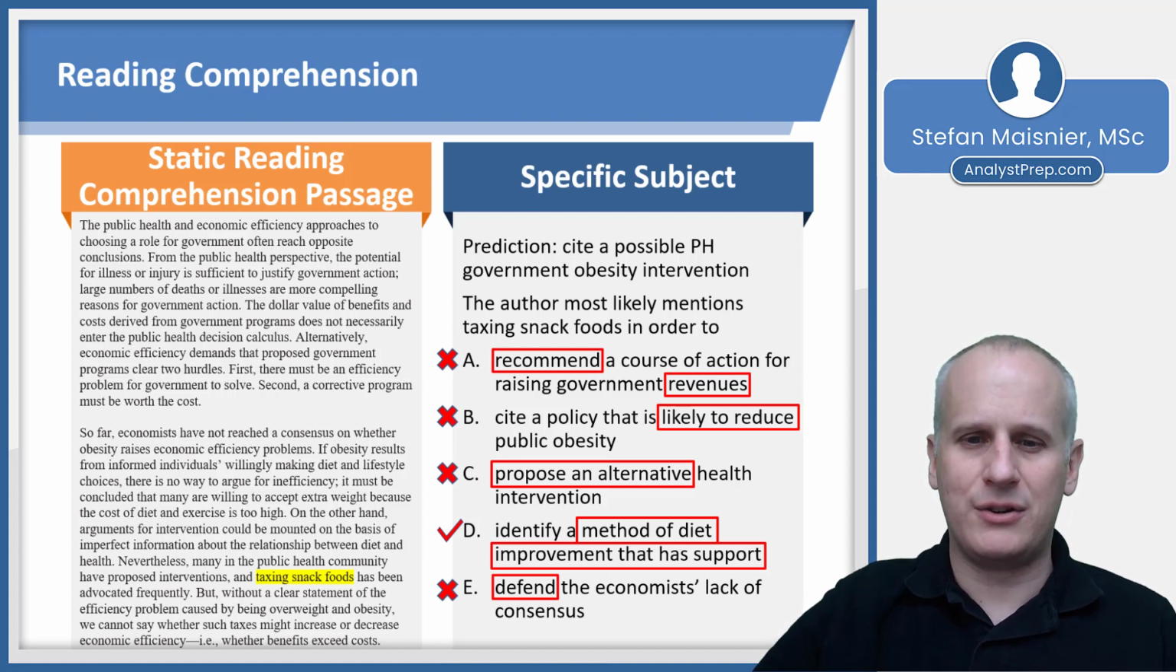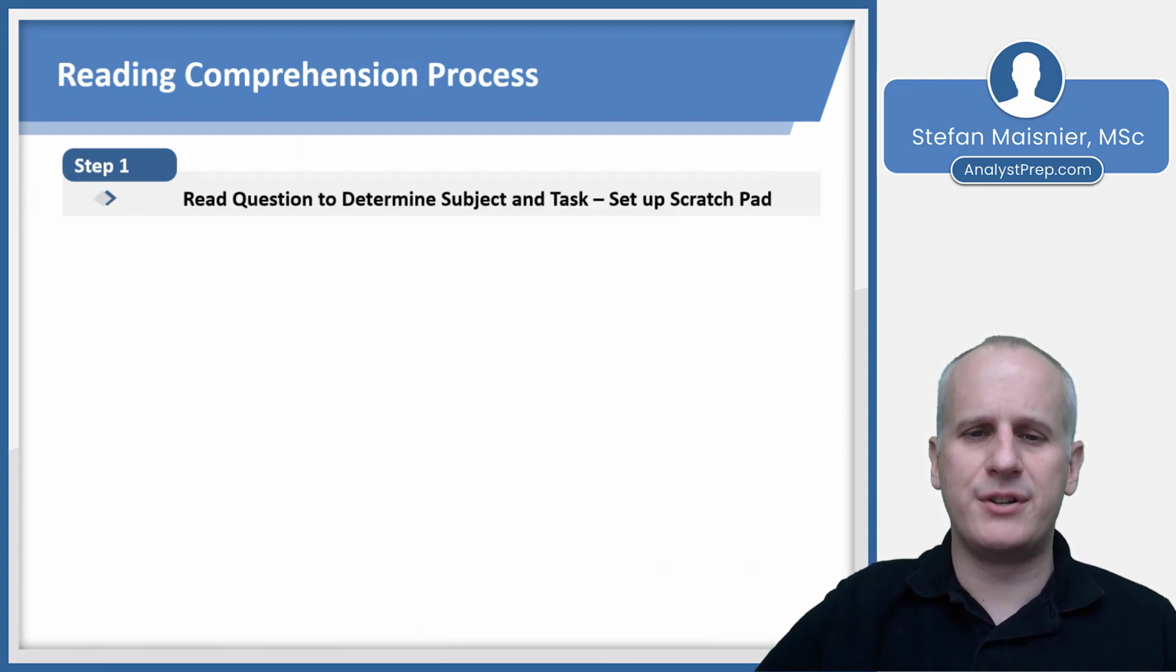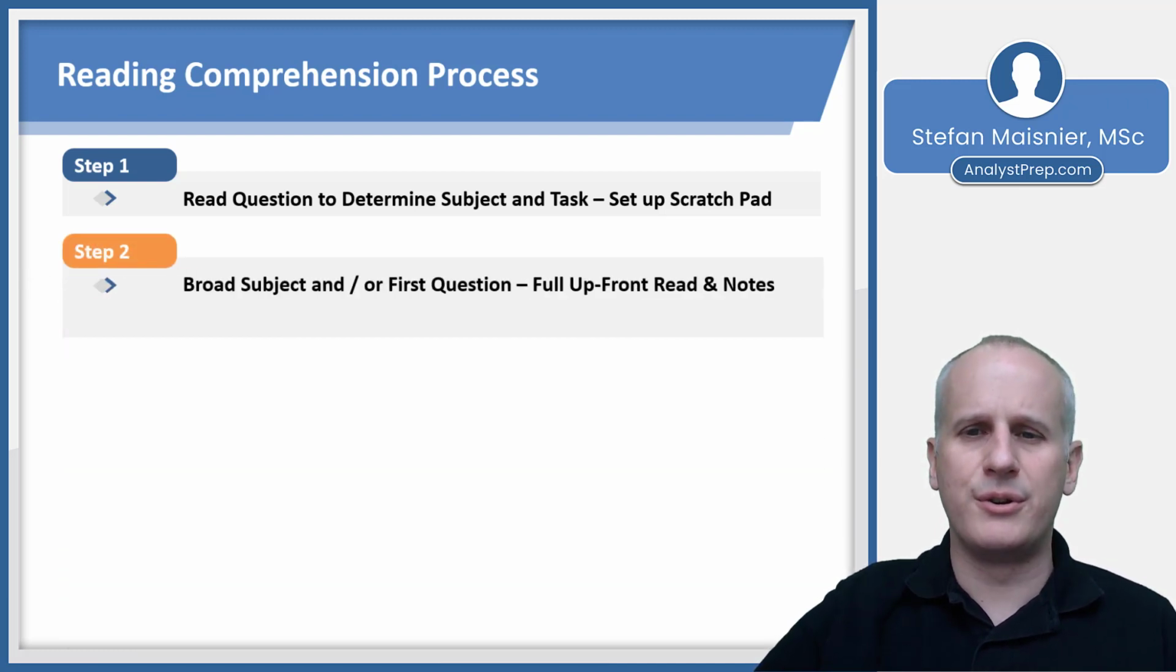But here you can see how to work through a specific subject question task once you've done your passage map up front and know exactly where to go look and understand how much you need to read for the surrounding context. So let's just recap our reading comprehension process. Step one, you read the question, determine the subject and task, and set up your scratch map. Then step two, you're going to read what you need. And if that's a broad subject or first question of the passage, it very well could involve a full upfront read with a passage map of notes.